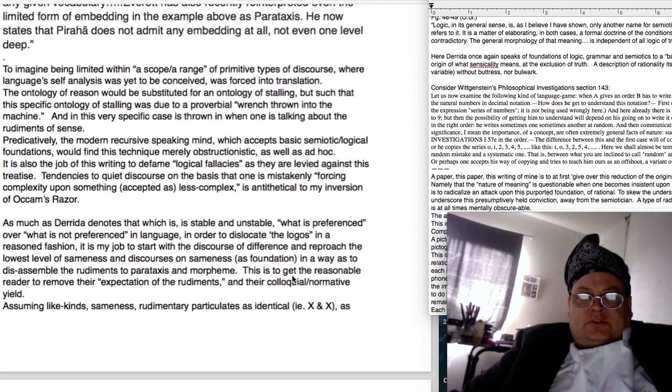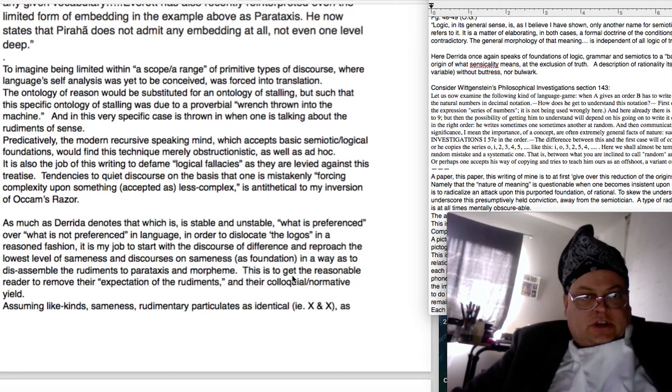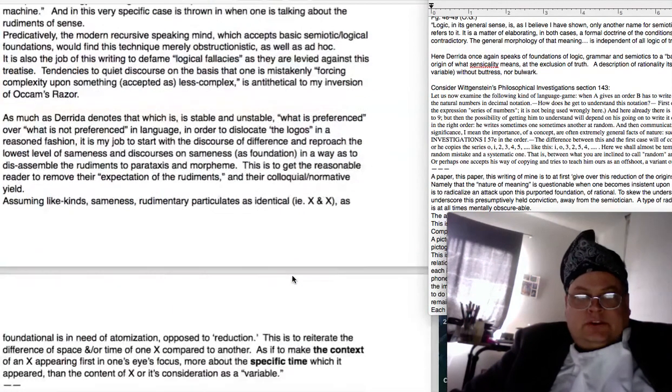Predictably, the modern recursive speaking mind, which accepts basic semiotic logical foundations, would find this technique merely obstructionistic as well as ad hoc. It is also the job of this writing to defame logical fallacies, as they are levied against this treatise. Tendencies to quiet discourse on the basis that one is mistakenly forcing complexity upon something accepted as less complex is antithetical to my inversion of Occam's razor.